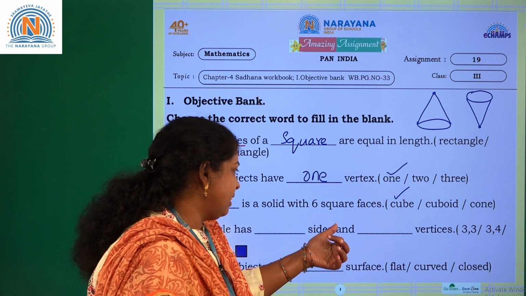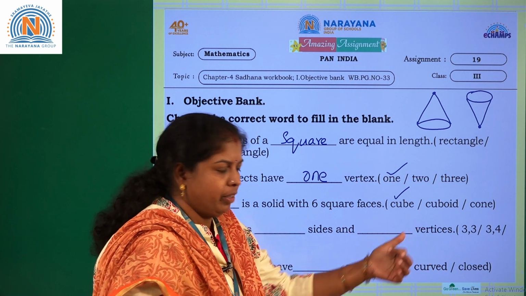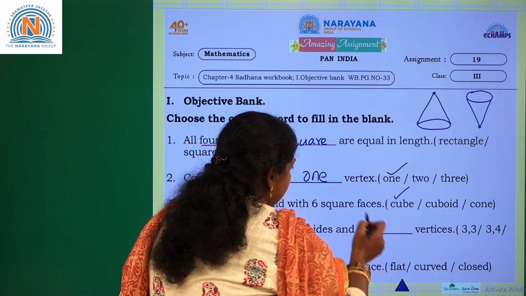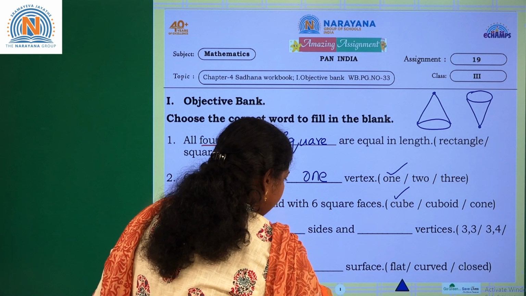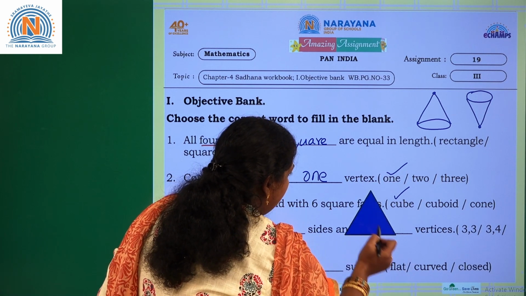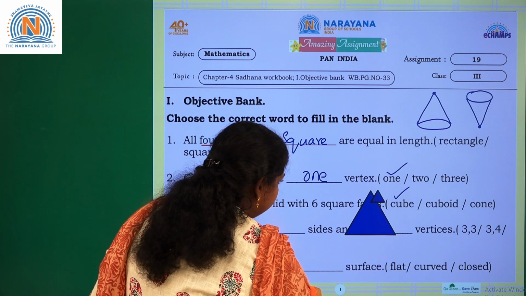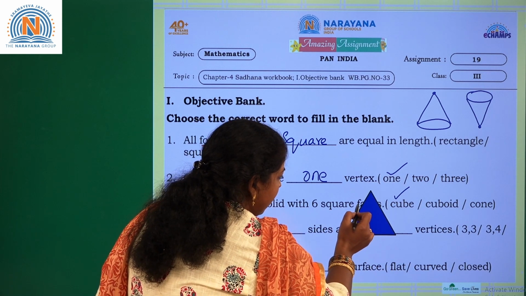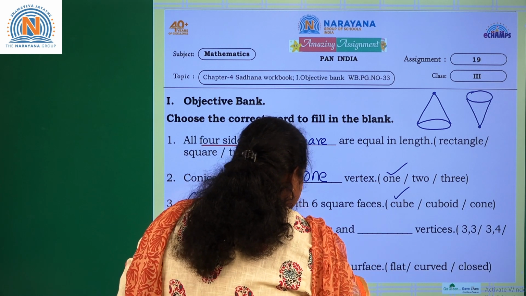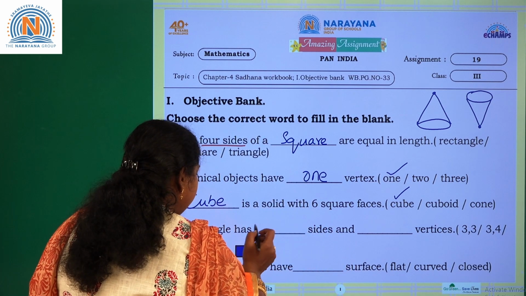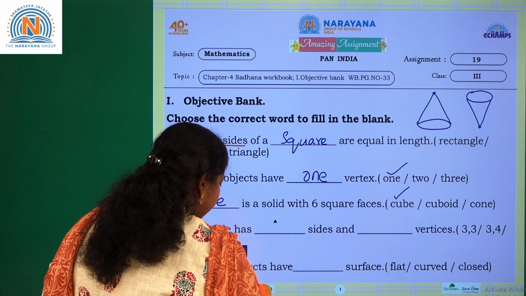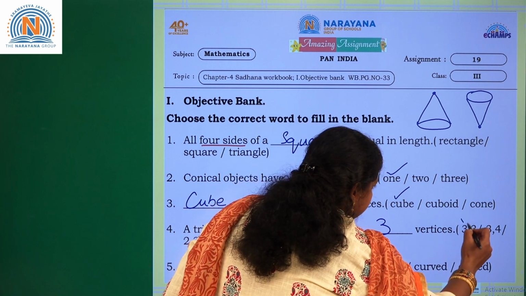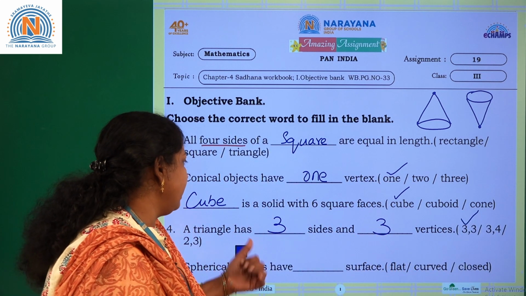A triangle has dash sides and dash vertices. How many sides and vertices are there for a triangle? Consider this triangle, children. How many vertices are there? 1, 2, 3 vertices. How many sides are there? 1, 2, 3. So, there are 3 sides and 3 vertices for a triangle.